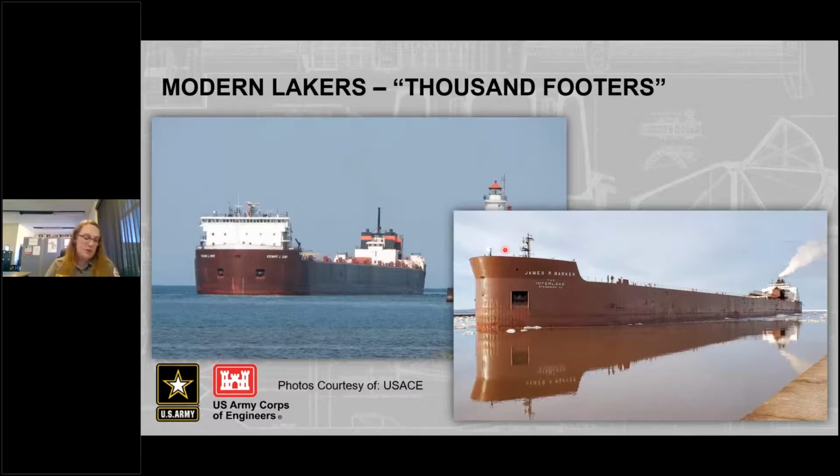The Barker was launched in 1976, and she was the first 1,000-footer to have all accommodations and just everything about the superstructure located in the rear. And then this would be the design for 10 other 1,000-footers.